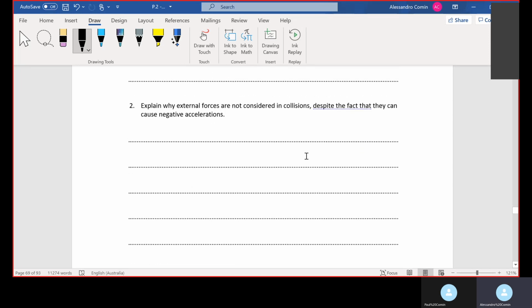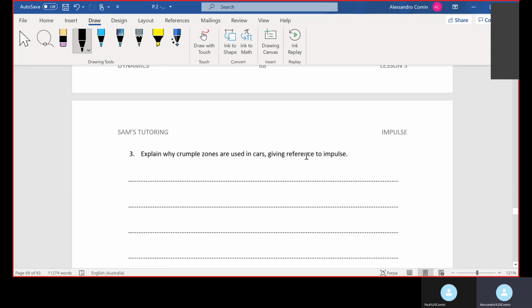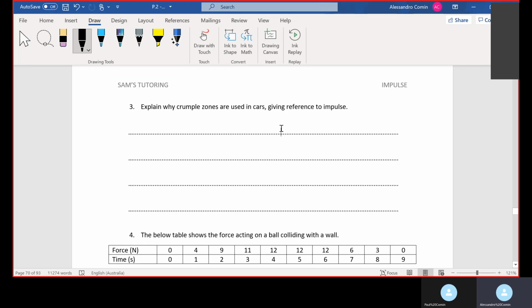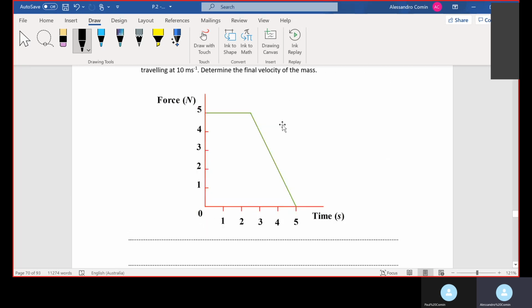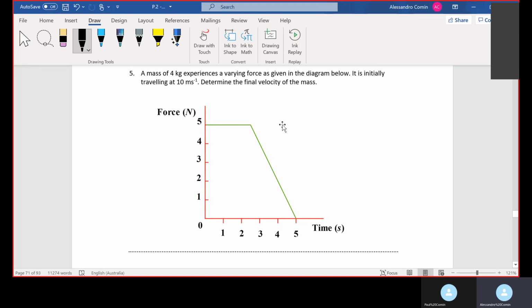Question 2, yep. Question 3, think about it. By using crumple zones, it takes longer for the car to smash. That's your hint. Question 4, question 5, remember, it's just the impulse is just the area under the graph.